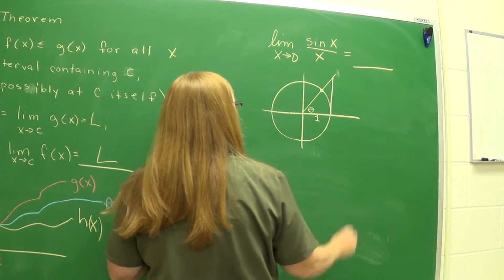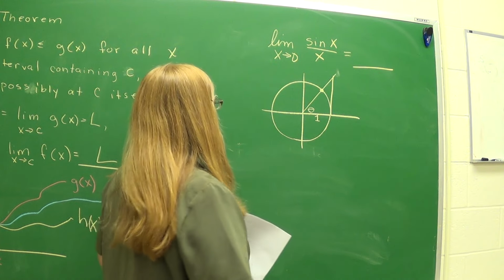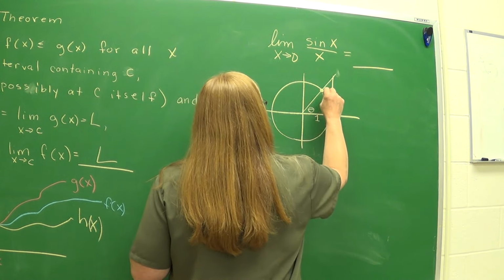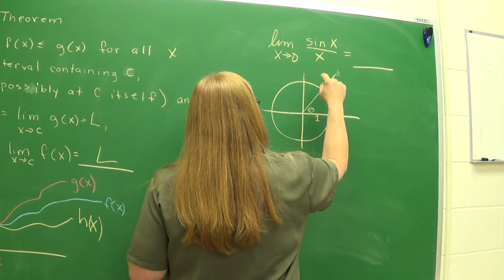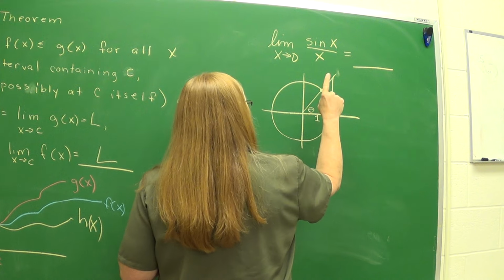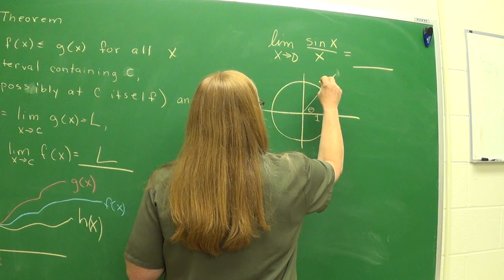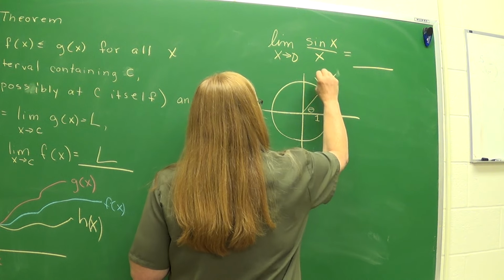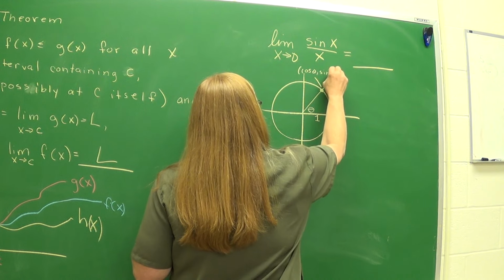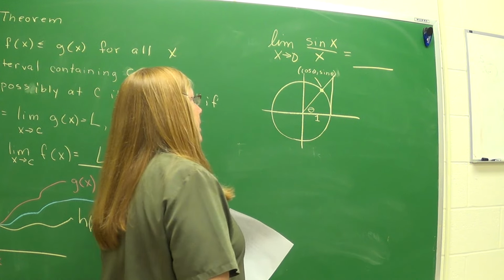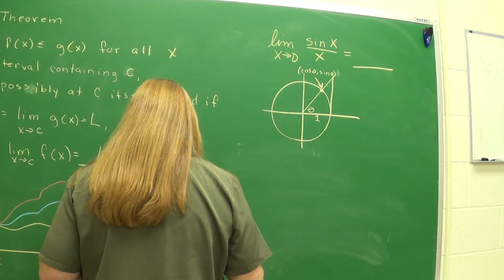I can establish the name of this point, and I'll need that. Because the first coordinate of any point on the unit circle is the cosine, and the second coordinate of any point on the unit circle is the sine, I'm going to call that point cosine theta, sine theta, which is true no matter where we are on the unit circle. So that's that point right there.